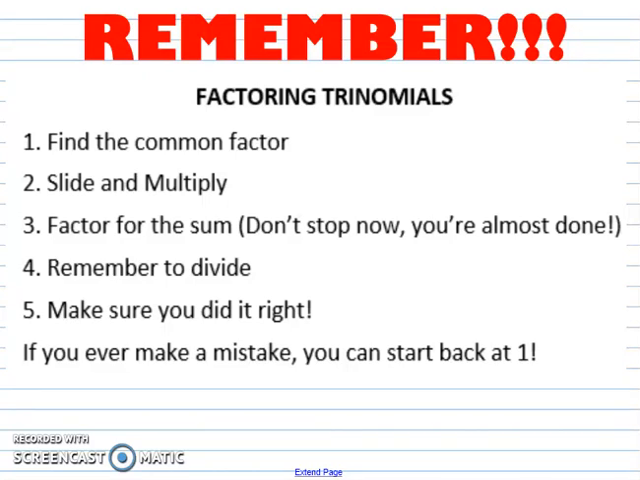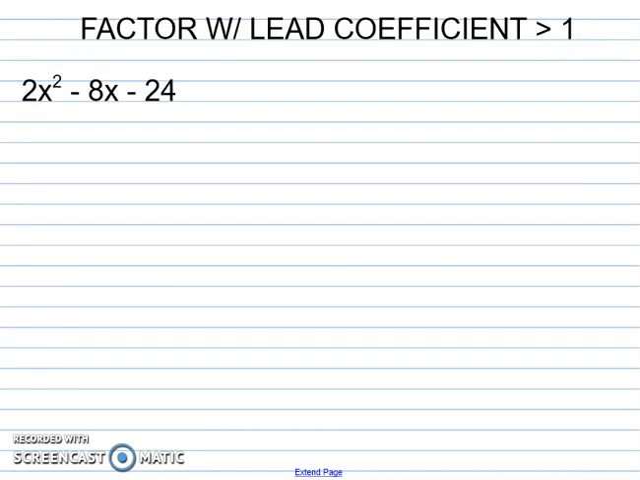All right, so we're still looking at factoring trinomials. We're going to add a little layer on with finding the greatest common factor first and pulling that out. Just remember our song, okay? Find the common factors, slide and multiply, factor for the sum. Remember to divide, make sure you did it right. All right, so keep that in mind, and let's look at 4 examples.